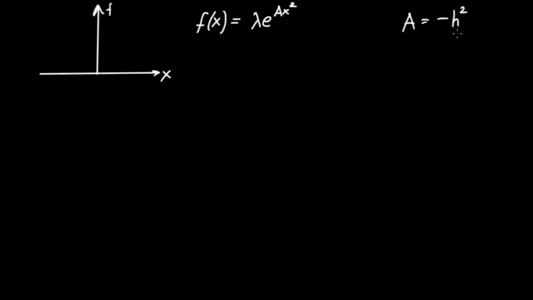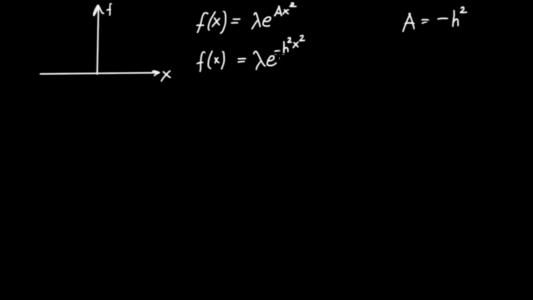h is just some number, so h squared is always a positive number, and the negative of a positive is a negative. So I'm just going to redefine some constants there. So I have still lambda times e to the minus h squared times x squared, and that's still equal to f of x. Now, this is important because h is just some number, and lambda is some number too.